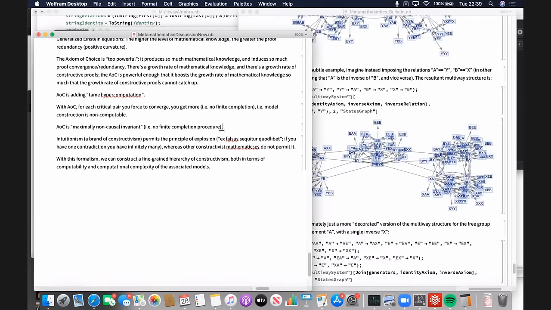Well, if there's too much branchiness. Well, I know that. But what characteristic? I mean, can we write down, just with A's and B's and C's, something, you know, a string substitution system which has no finite completion procedure?